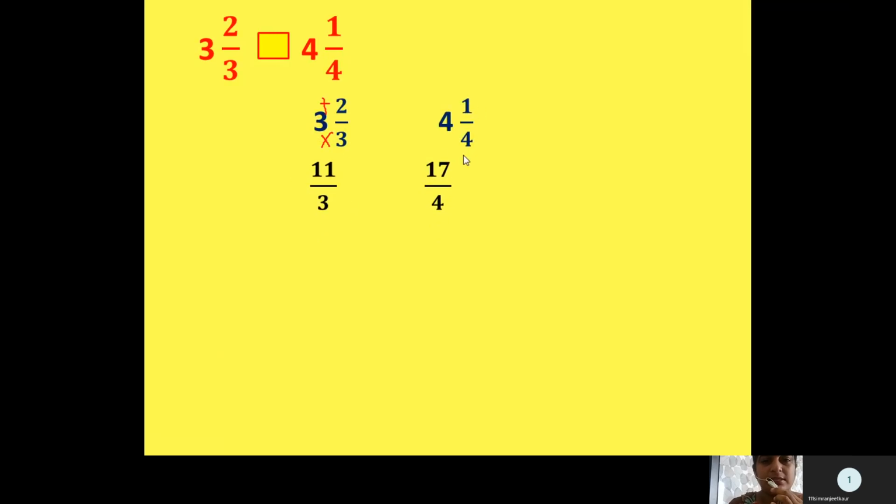Then there is the second fraction, 4 and 1 by 4. Now first what we have to do is simply multiply this 4 by 4. 4 into 4, 16. Then we will add 1 to it. 16 plus 1, I get now 17 here. Now second step, I have to cross multiply. How to cross multiply? First come from top to bottom. Then go from this bottom to top.